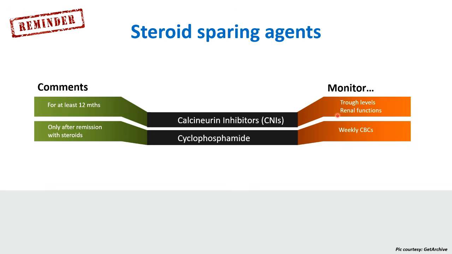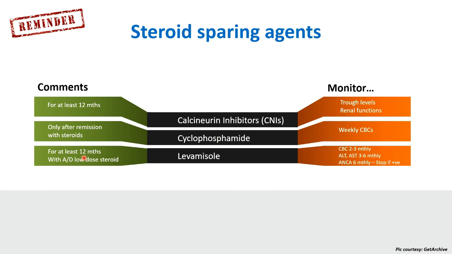need to be monitored. Cyclophosphamide is given only after remission with steroids. Rather, this is true for all these steroid sparing agents. But what is important to remember is that you cannot repeat a course with cyclophosphamide or any alkylating agent for that matter. And weekly complete blood counts have to be done to monitor immunosuppression.